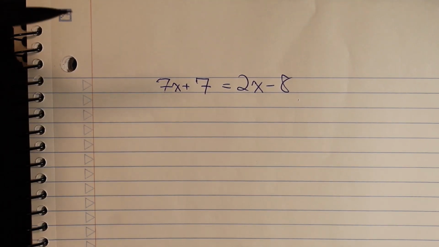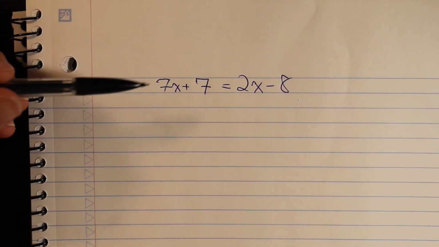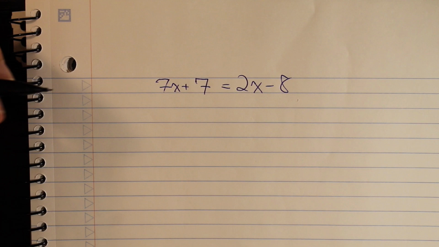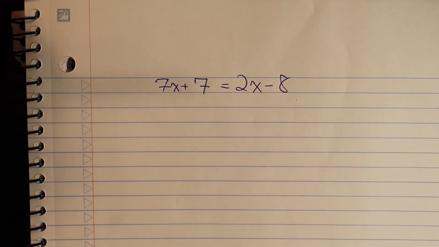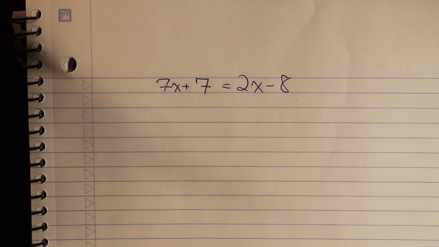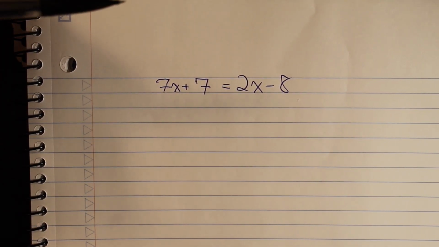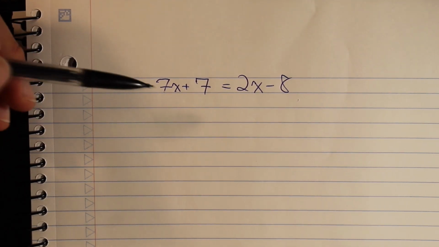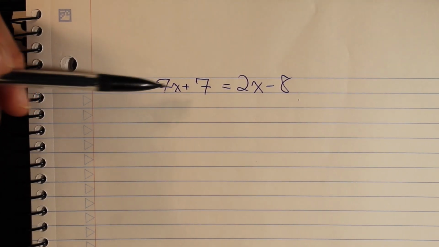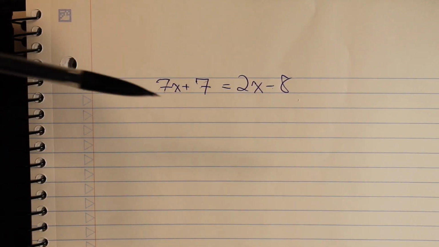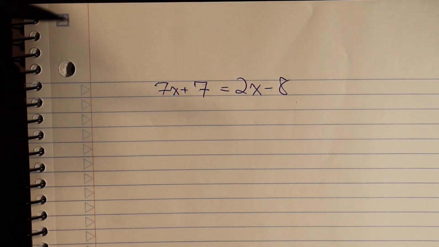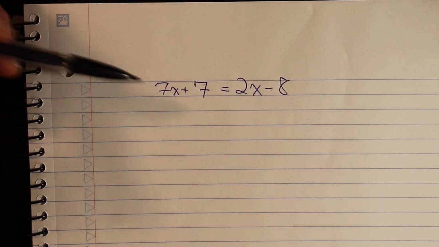Alright, so this is another example. We have 7x plus 7 equals 2x minus 8. And obviously, what we want to do is separate the two sides, the coefficient and the constant. Again, it doesn't matter which side, as long as we do it. And just for people to understand, a coefficient is the number that has a variable next to it, like the 7x, the 2x. It is not the 7 and it's not the negative 8, because those are constants. A coefficient is just the number with the variable, okay?